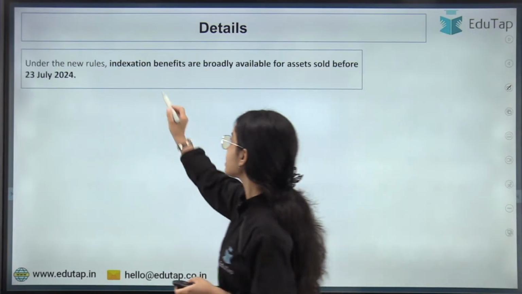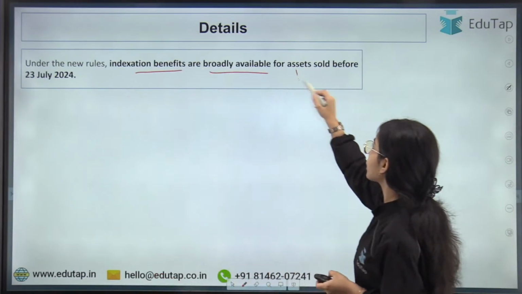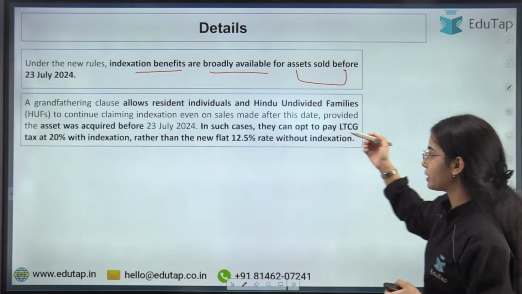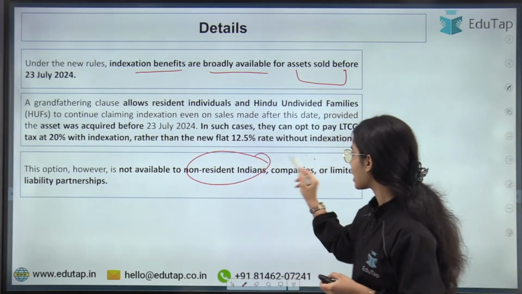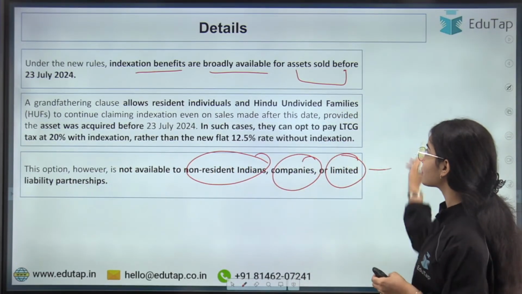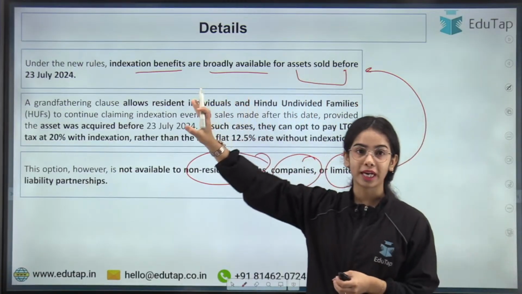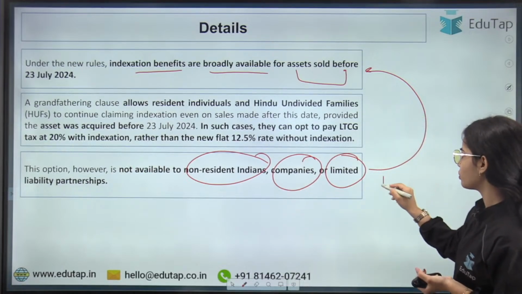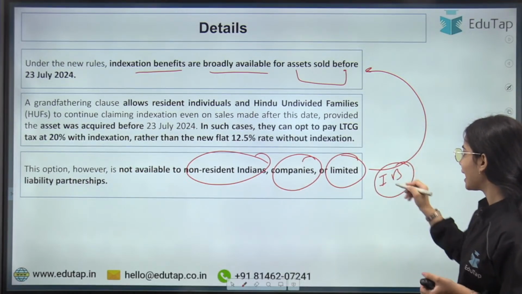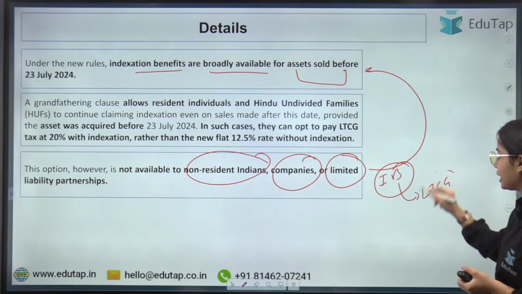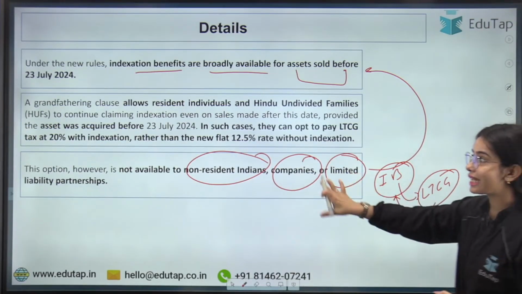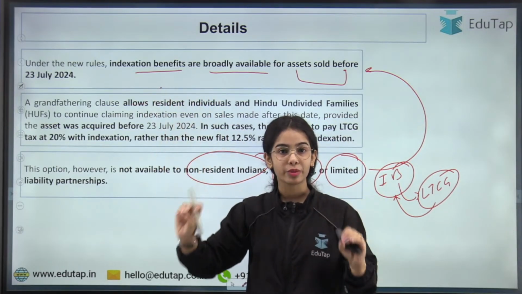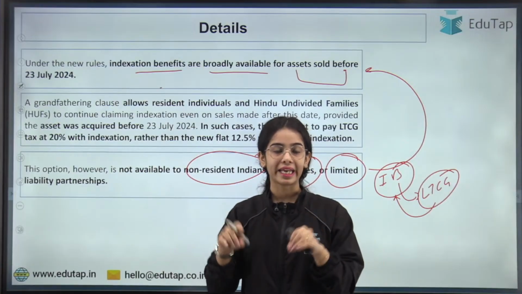So basically, under the new rules, the indexation benefits are broadly available for assets sold before July 2024. So if you have sold, basically the non-resident Indians, the companies, the limited liability partnerships, if they have sold the asset before 23 July 2024, they will also get the indexation benefit, and they can pay the long-term capital gain with the indexation benefit. But if they are selling the property after this date, then they will not get indexation benefit at any cost, in any case.